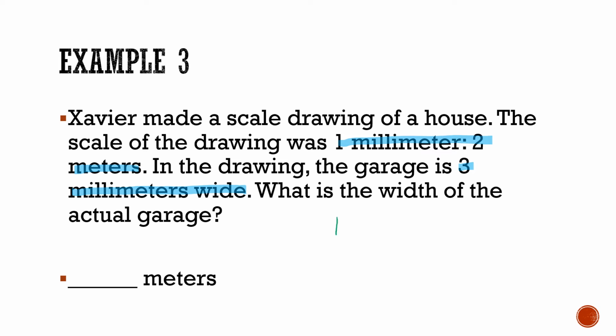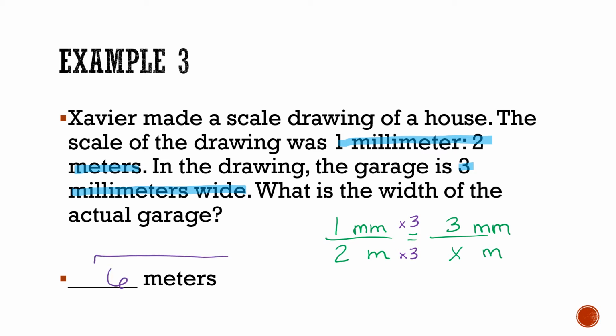So we're going to use that 1 millimeter to 2 meters. Since I've started with millimeters on the top, I need to keep it on the top and meters on the bottom. I'm also told that the garage is 3 millimeters wide, so I'm going to fill in 3 here at the top, and I'm solving for the x number of meters. How did we go from 1 to 3? We did that by multiplying by 3, so we'll do the same on the bottom. 2 times 3 is 6 meters.